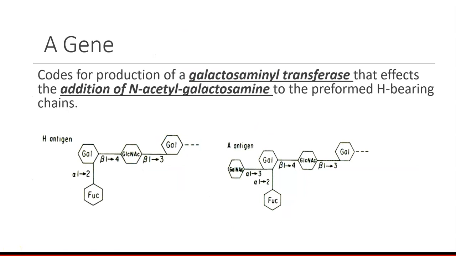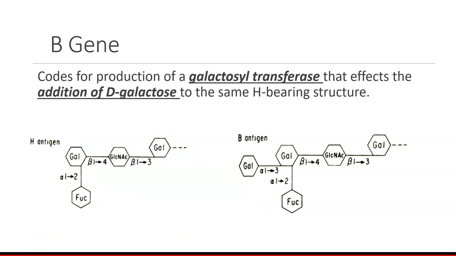The A gene codes for the production of a galactosaminyl transferase that affects the addition of N-acetylgalactosamine to the preformed H-bearing chains. So on the left, we see that L-fucose has been added to the precursor chain. This results in the H antigen. On the right, you see now that H has been formed, the A antigen, or the N-acetylgalactosamine, can be added, which results in the A antigen being produced. The B gene codes for production of galactosyl transferase. This affects the addition of D-galactose to the same H-bearing structure.